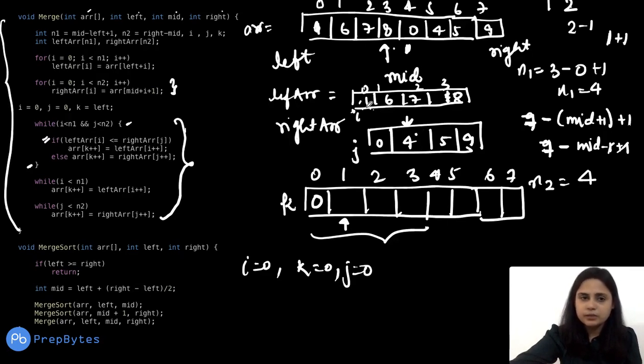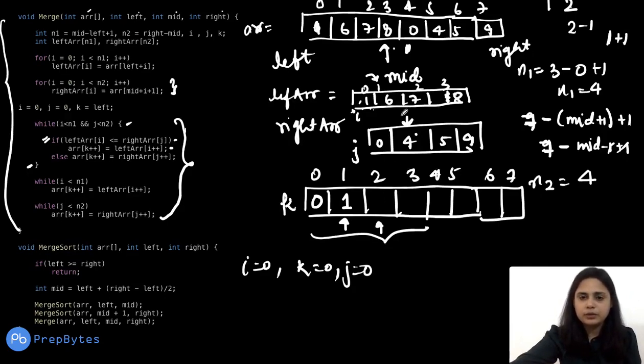Again, in this case, 1 is smaller. So what will happen is that this i condition gets executed. So this particular condition gets true, and this one gets executed. So I put 1 here. Now I increment my i. So my k and i both are incremented. Now k comes here, my i becomes 1. Now j is 1, i is 1 and k is 2.